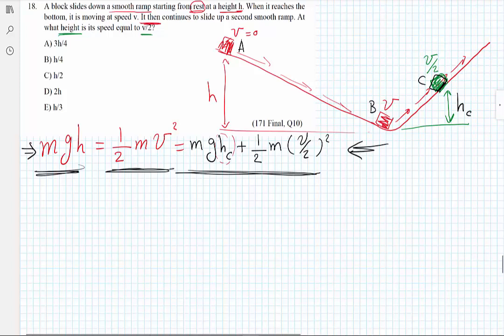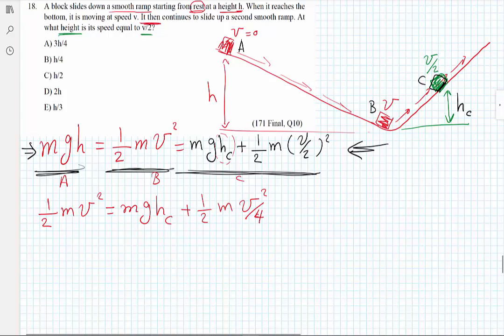So let's equate the second part of the equation to the third part. So half m v squared equals mg times hc plus half times m times v squared over 4. It will be v squared over 4 here. So we are looking for hc. We need to solve this equation to find hc.